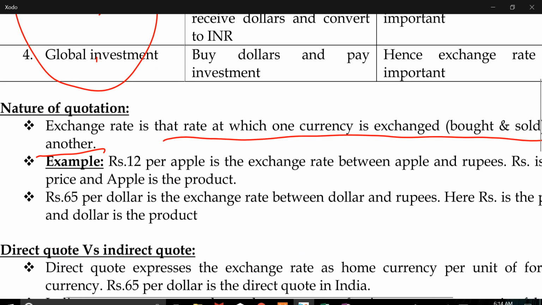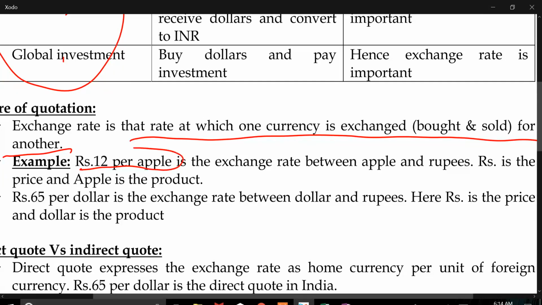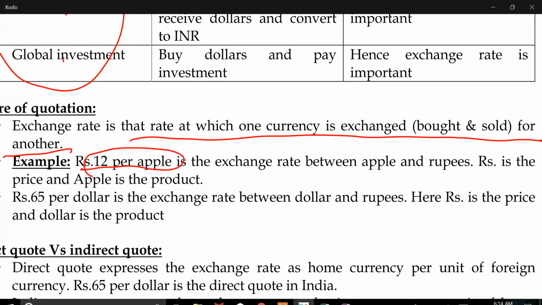And we started with something called the nature of quotation. In that we have understood exchange rate is the rate at which one currency is exchanged, bought and sold for another. Example: rupees 12 per apple is the exchange rate between apple and rupees. Here rupees is the price, apple is the product. I don't think anyone will have a doubt on this.